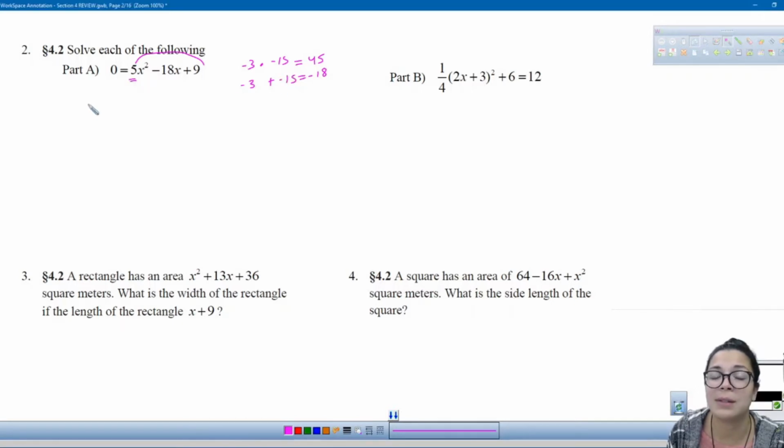Again, the coefficient here is not 1, so I do need to bring down the first term, bring down the last term, and break up the middle. So I'm going to break up the middle to negative 3x minus 15x. And then I'm going to go ahead and group the first two.